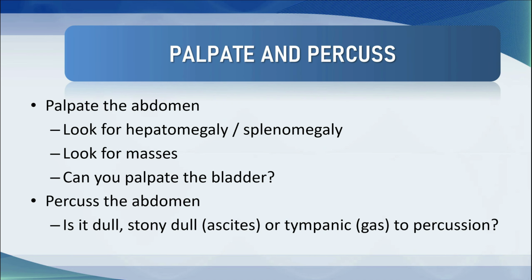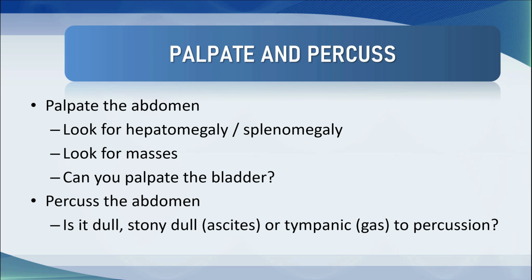Then you need to move on and palpate and percuss the abdomen. When you're palpating the abdomen, you're looking for hepatomegaly, splenomegaly, for masses, and also to see if you can palpate a full bladder. It is my practice to always percuss a distended abdomen.